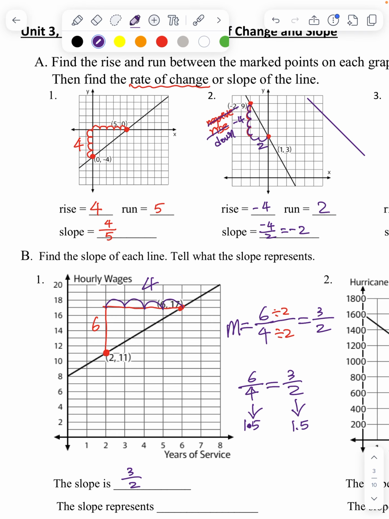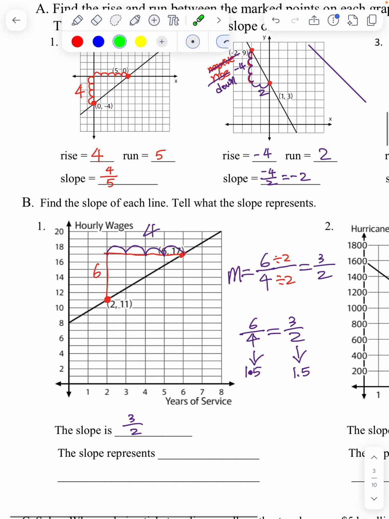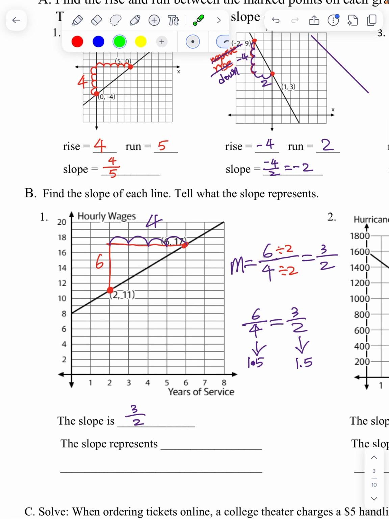Do 3 divided by 2. Yeah, a fraction is also division. The top number divided by the bottom number. Okay, the slope is 3 over 2. So the slope represents, every 2 years, your hourly salary is going to rise $3. Or maybe I can change this to 1.5, right? The slope is 1.5. That means you work 1 more year.